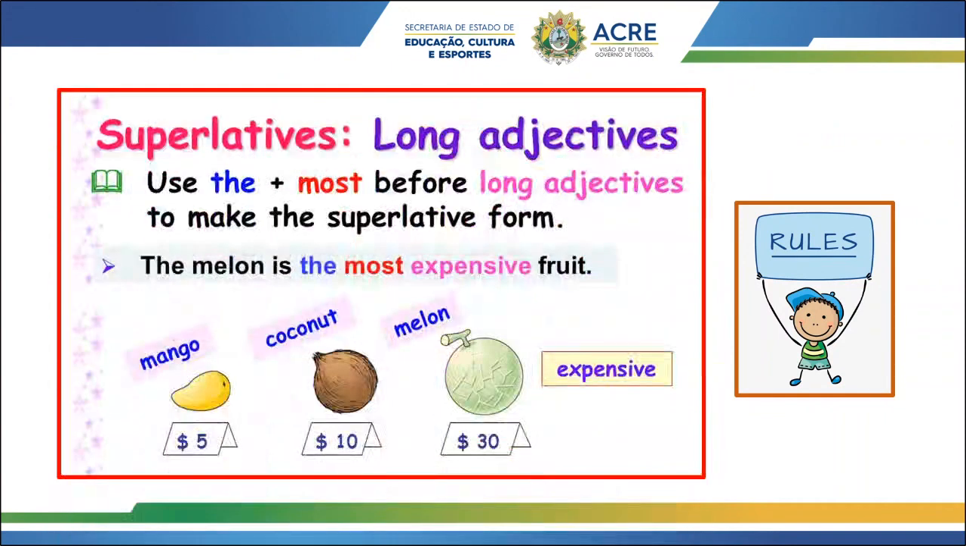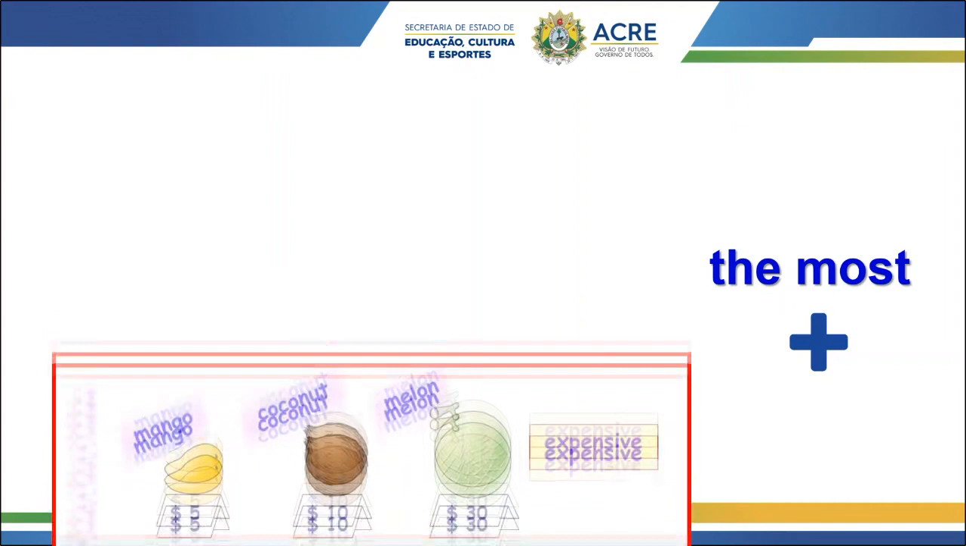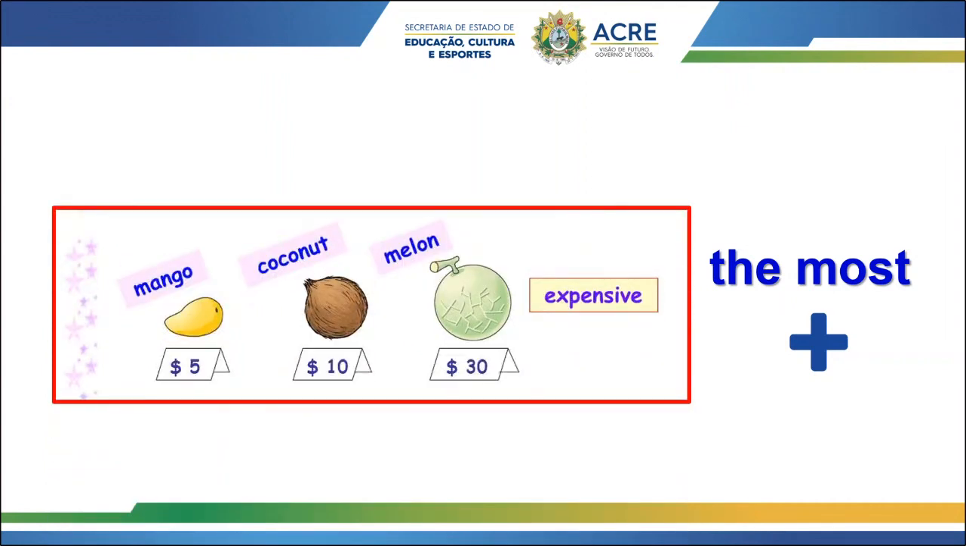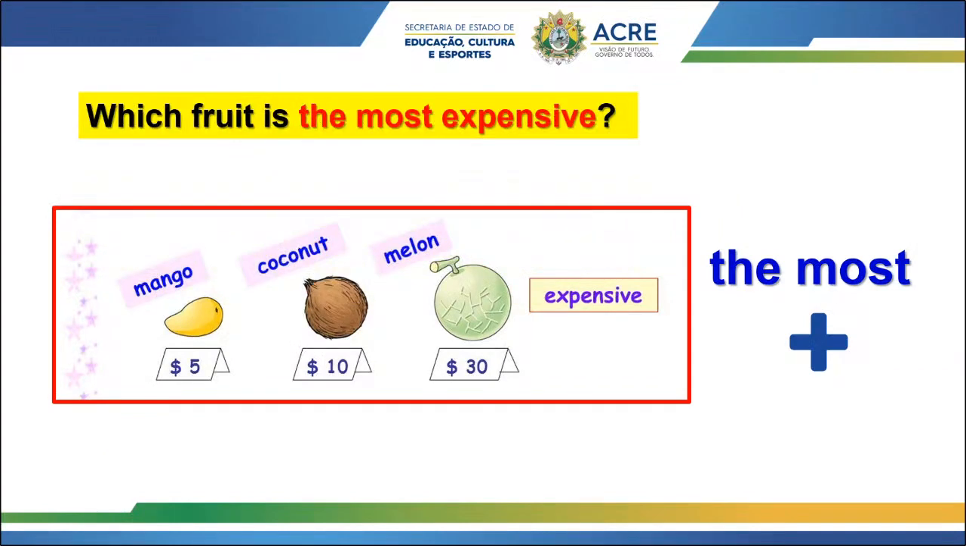Now, let's see the long adjectives. Use the most before long adjectives to make the superlative form. The most. Which fruit is the most expensive? The mango is $5. The coconut is $10. The melon is $30. All of them are expensive, but the melon is the most expensive fruit.